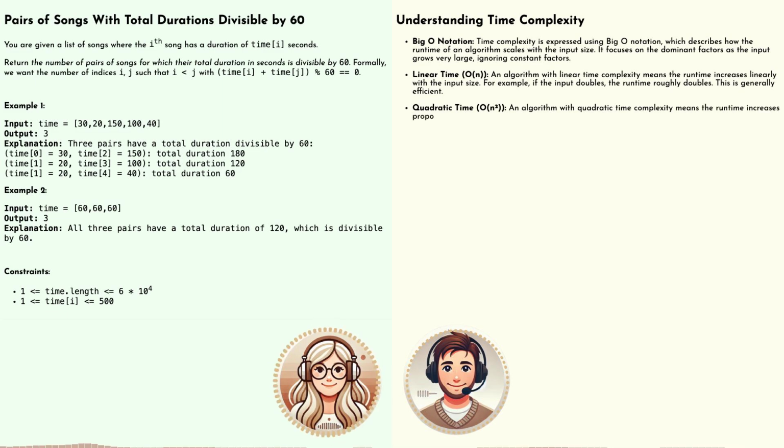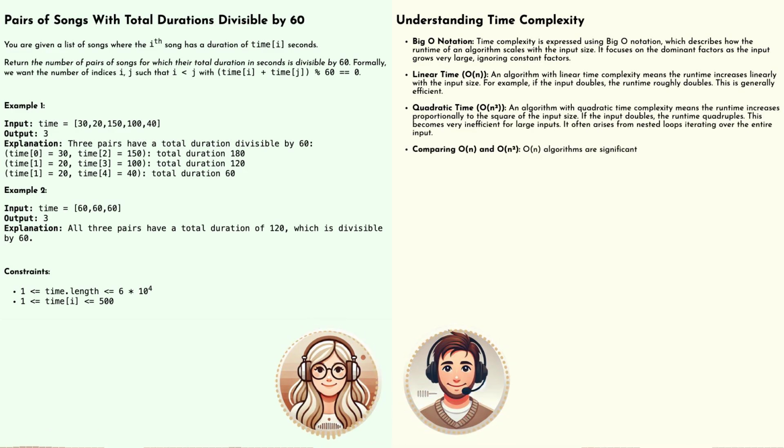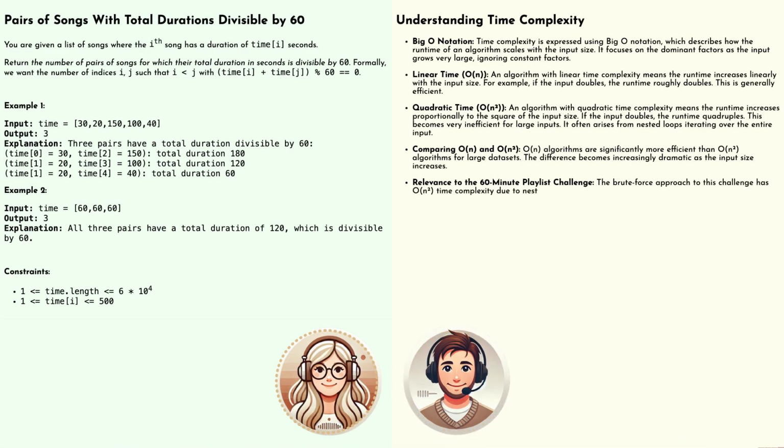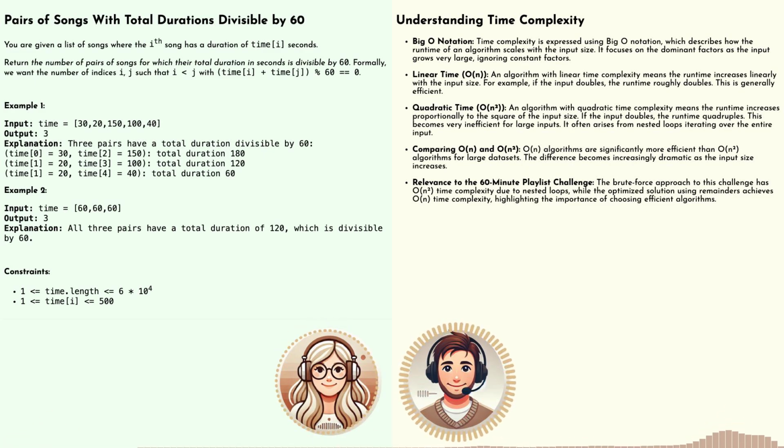So think of it this way. If you have 10 songs and you're using a brute force approach, you're basically doing 10 times 10 comparisons. But if you have 1,000 songs, it jumps up to 1,000 times 1,000 comparisons. And the time just explodes. Yeah, that makes sense. So there must be a better way to do this without checking every single pair.